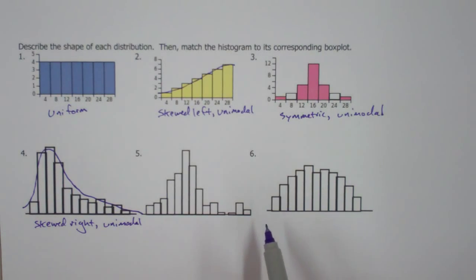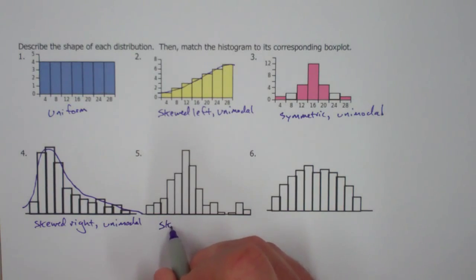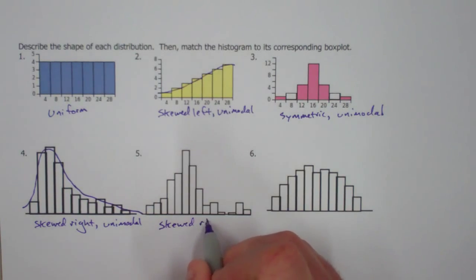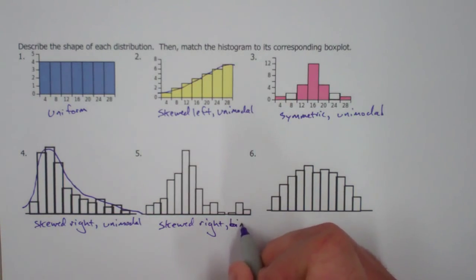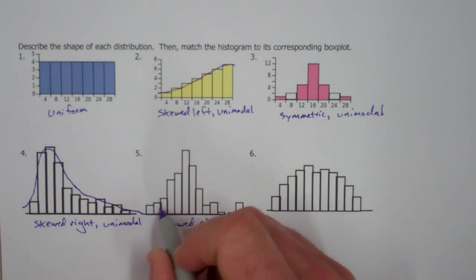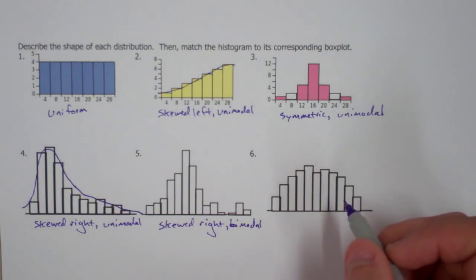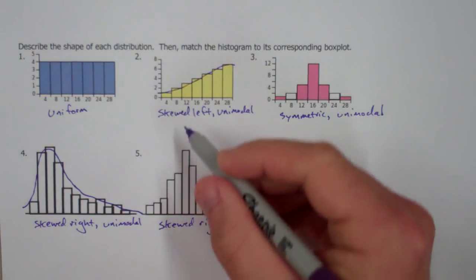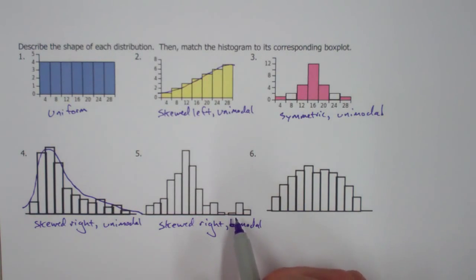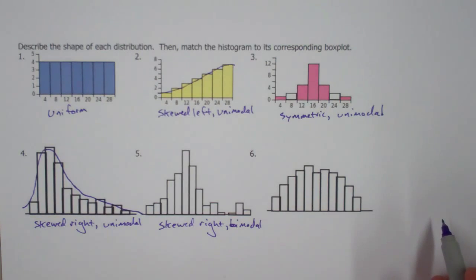This next one's a little bit funky. These could be considered outliers over here. So with the outliers, it's skewed right and bimodal. Bimodal meaning there's two humps, so there would be one and then a little one too. And if there isn't an outlier, you could say that this is roughly symmetric, and then also unimodal. So it depends on whether you want to include those outliers or not.